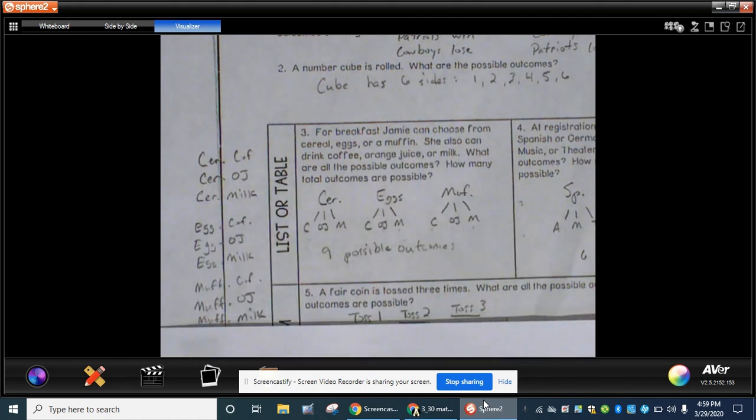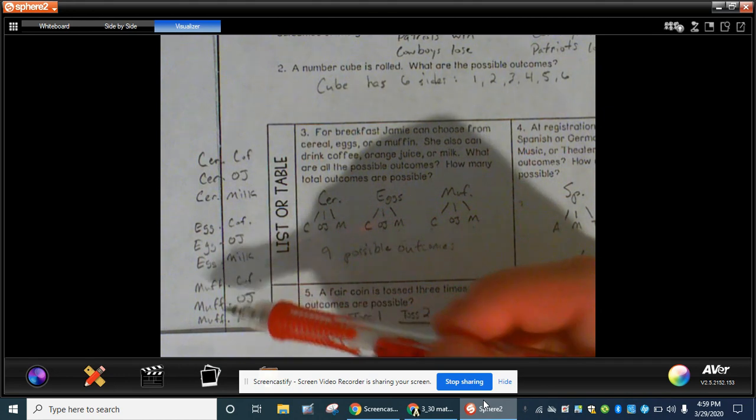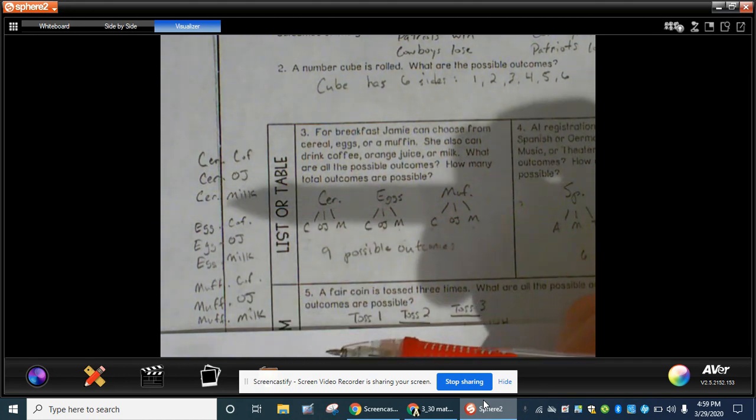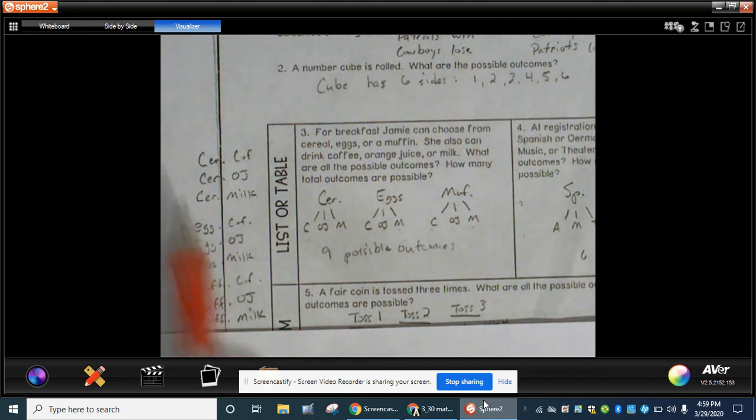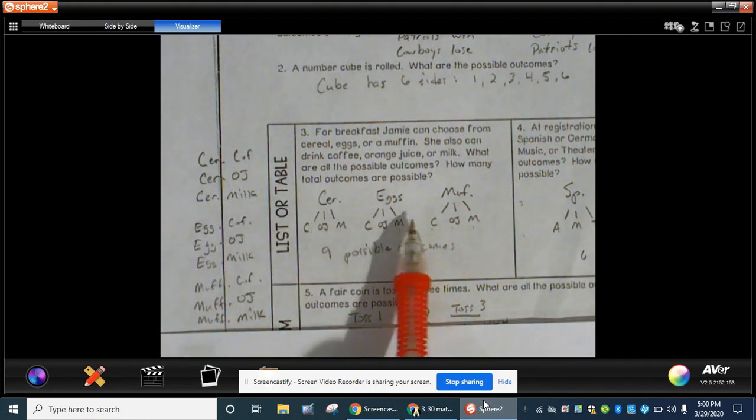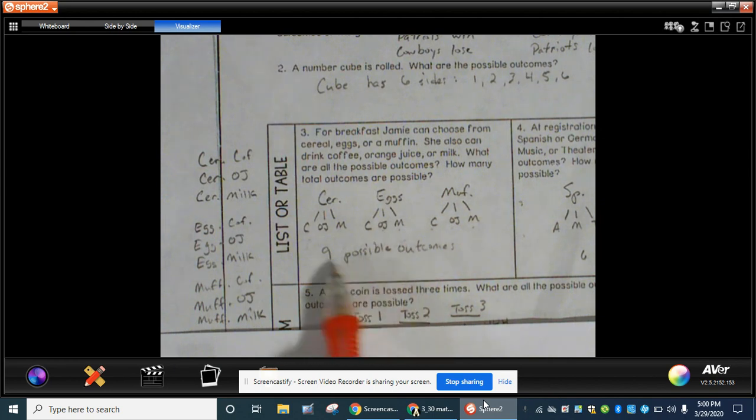All right, so this would be like a list. If you want to do it as a table with one side being food, one side being drink, that would be fine as well. See how that takes quite a bit of while. Here, I just abbreviate everything. A tree diagram will work there as well. So I have 9 possible outcomes for the food choice and the drink choice.